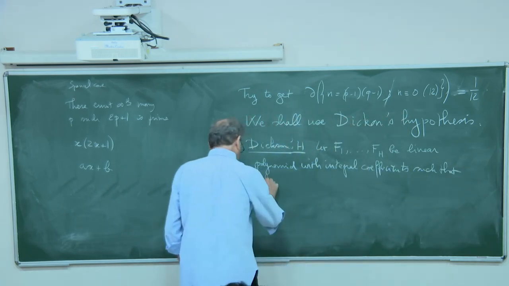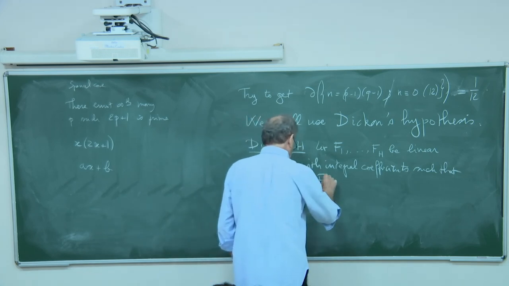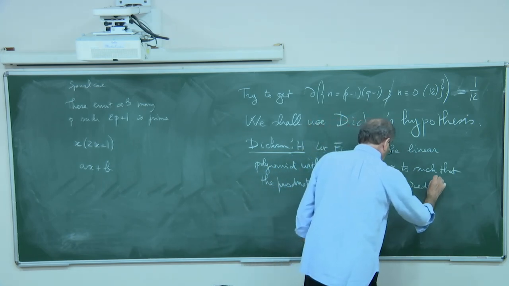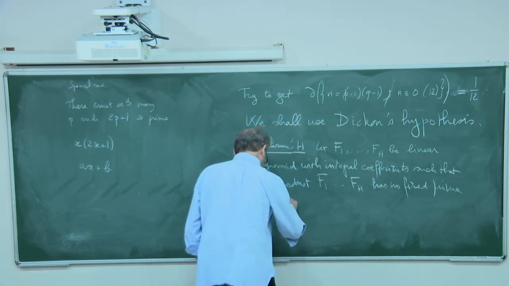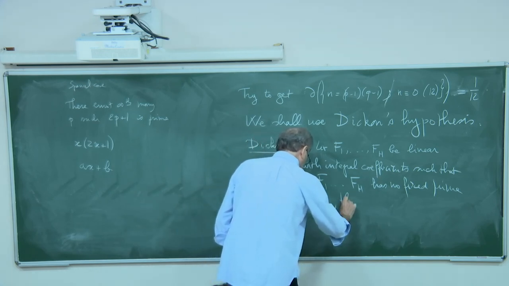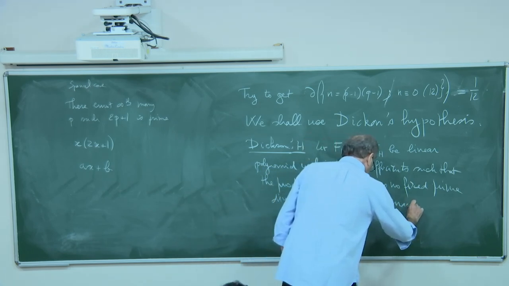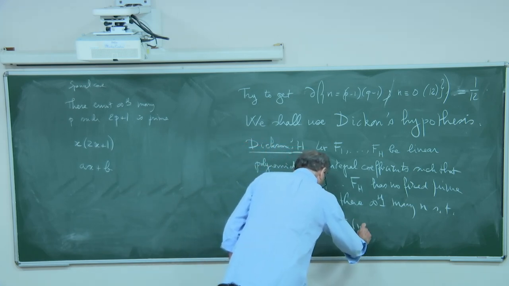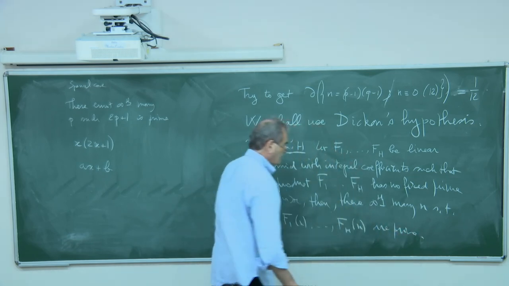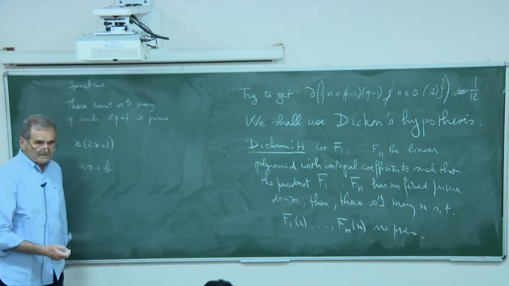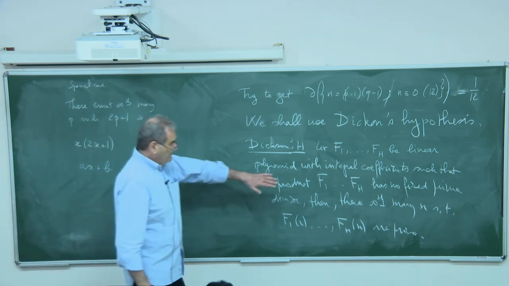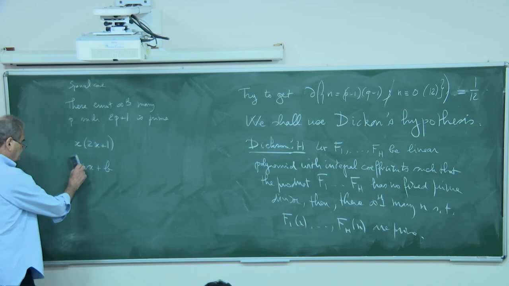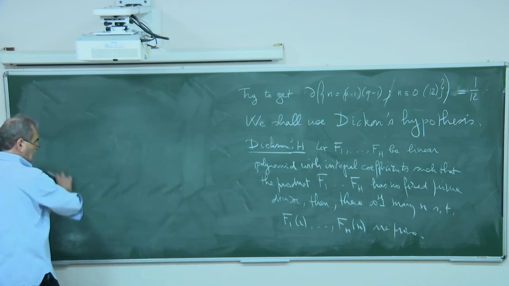the product f1 ... fh has no fixed prime divisor, then there exist infinitely many n such that f1(n), ..., fh(n) are all prime. This is only known when h is equal to 1. Of course, you can drop the fact that they are linear polynomials, and then you get Schinzel's hypothesis.